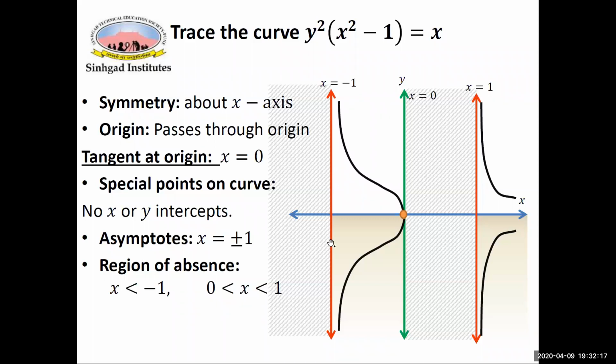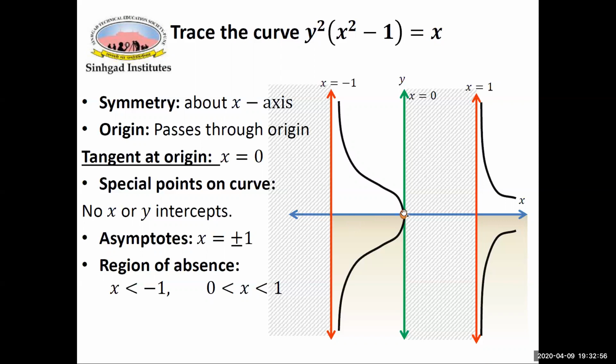Hence, I will divide my plane into 4 different parts: before minus 1, between minus 1 to 0, then 0 to 1, and 1 to infinity. We have to check now what happens for each region. Now, before minus 1, put minus 2. What will we get here? Minus 2 divided by 3. The value of y square is negative. Hence, the curve will not exist before minus 1.